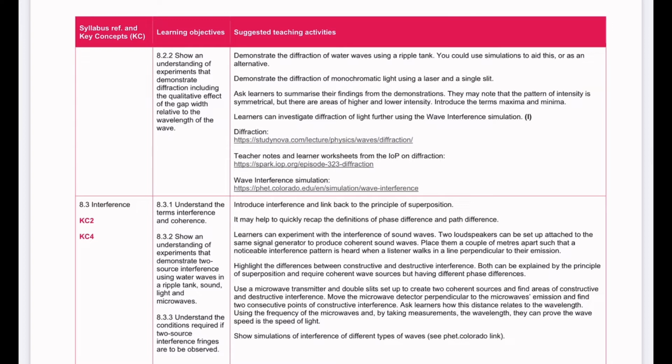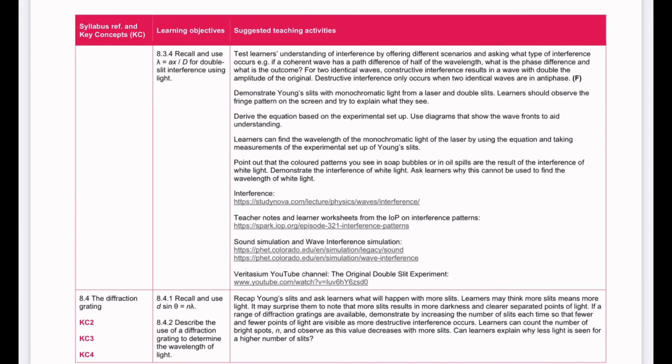The learning objectives. 8.3.1 Understand the terms interference and coherence. 8.3.2 Show an understanding of experiments that demonstrate two source interference using water waves in a ripple tank, sound, light, and microwaves. 8.3.3 Understand the conditions required if two source interference fringes are to be observed. 8.3.4 Recall and use lambda equals ax upon D for double slit interference using light.